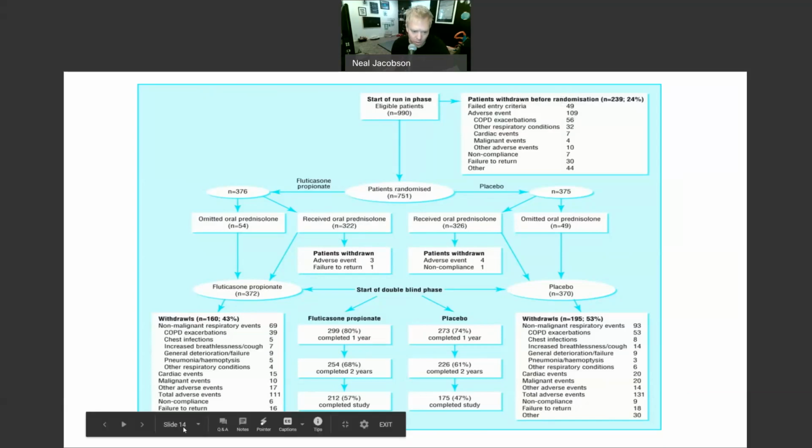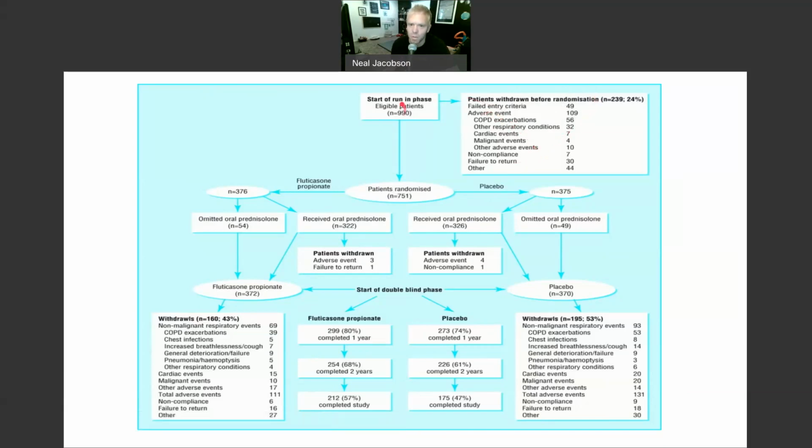Let me see if I can get my pointer. That helps a little bit. So you see over here, they started with 990, but they pulled 239 people out before they even started this study. So they literally pulled a quarter of the people out that didn't even participate in the study. They got patients and they were like, yeah, let's do it. And then they had to take a quarter of them away before they even split them into groups.